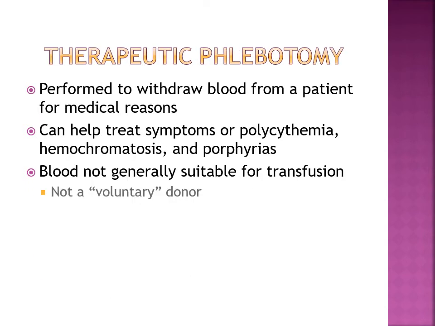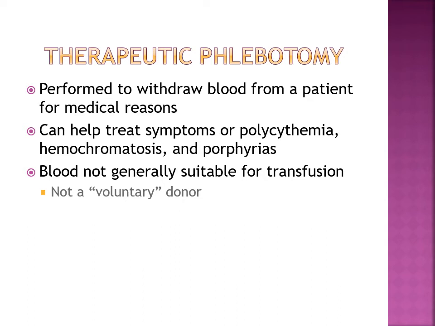Therapeutic phlebotomy is performed to withdraw blood from a patient for medical reasons. This can help treat symptoms of polycythemia, hemochromatosis, or porphyrias. The blood is not generally suitable for transfusion. For one reason, it's technically not a voluntary donor. Usually your doctor says, we need to do a therapeutic phlebotomy to treat your polycythemia, which is interesting because it harkens back to the day when you used to go get bled. Every once in a blue moon, somebody might have one of these issues, and it may help treat the symptoms.